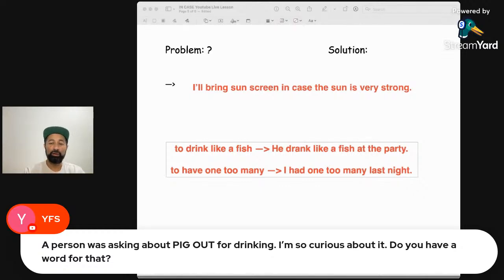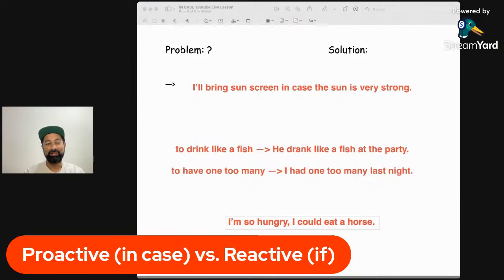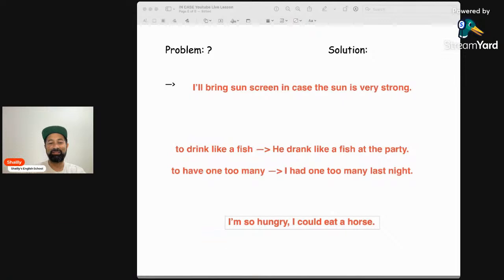And yeah, we use a lot of animals in our idioms. We have another one. If you're hungry, a really common idiom is, I'm so hungry, I could eat a horse. I'm so hungry, I could eat a horse. This basically means, a horse is very, very big. So you're so hungry, you could eat a horse. You could eat a lot of food.